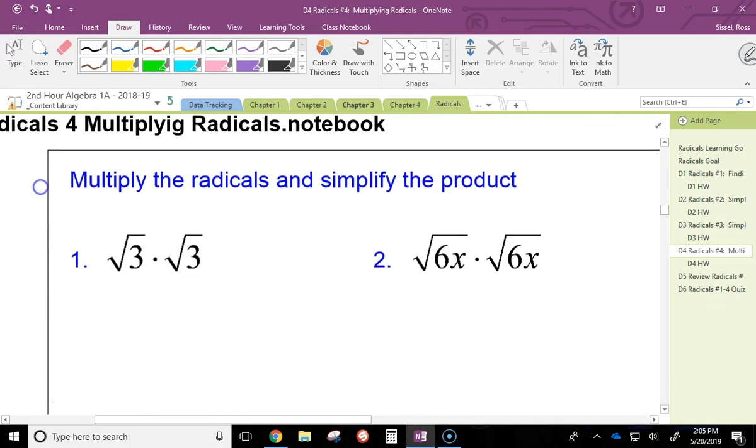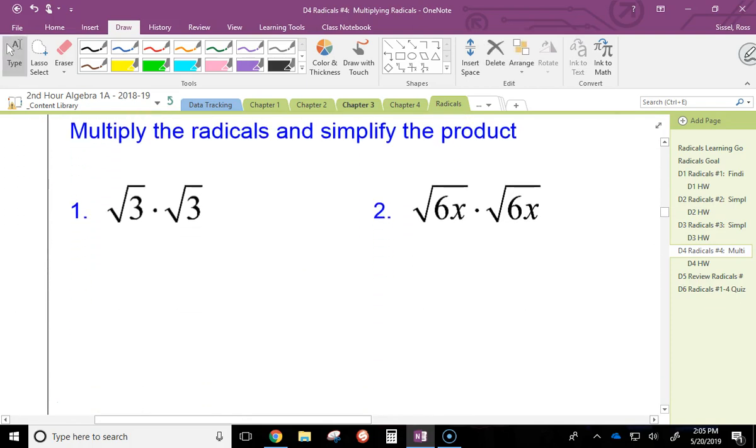Let's do a few examples here. Multiply the radicals and simplify the product. So number 1, square root of 3 times the square root of 3. I'm going to go through this one, but you should already get a little alarm in your head going, hey, wait a minute, I have a couple things in common. But if you didn't notice, we could still say, okay, I'm going to do the square root, and it's 3 times 3.